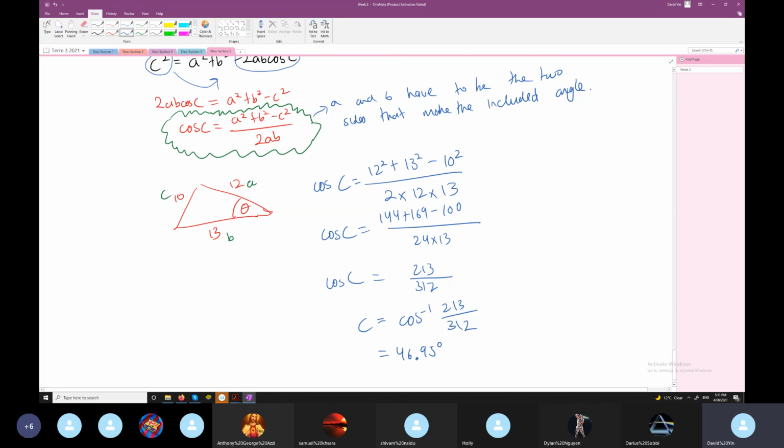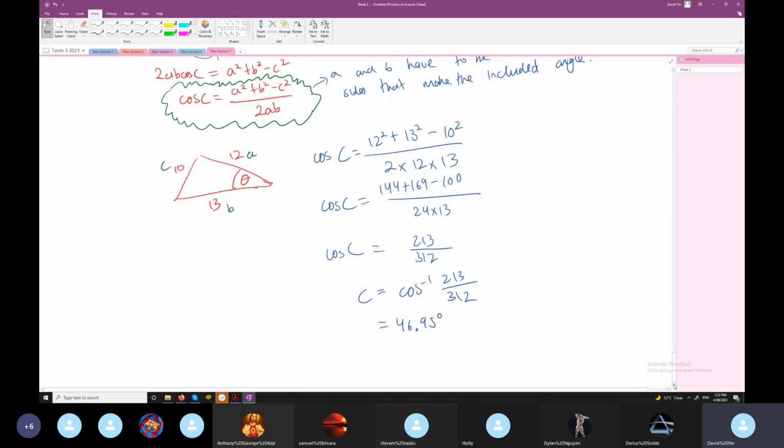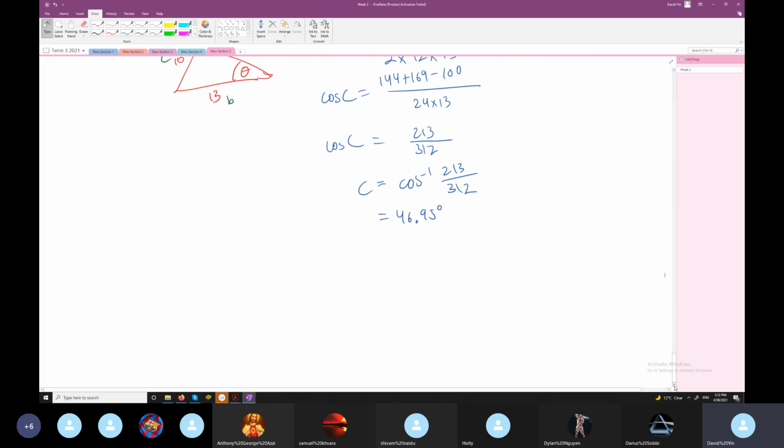As I said, be very careful the way you choose your A and B. A and B are always the two sides that make the angle. Yeah. That's how you do these types of questions. I'll go through another one, and I'll show you how in the exam they can make it a bit more difficult.